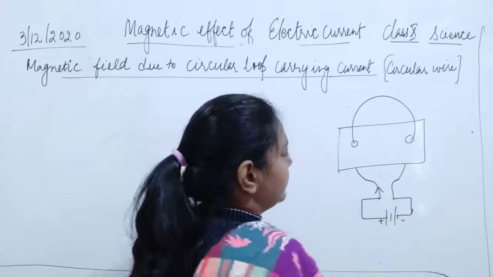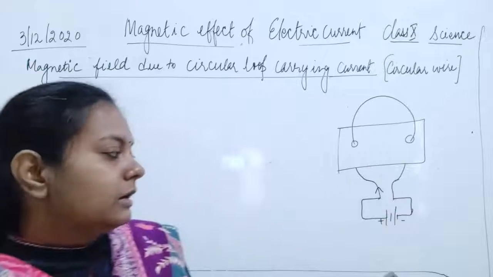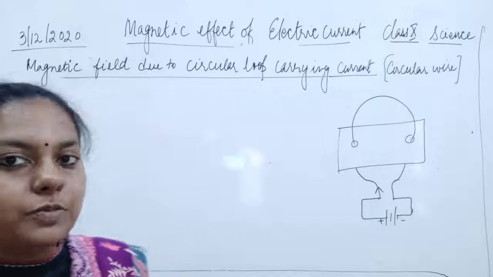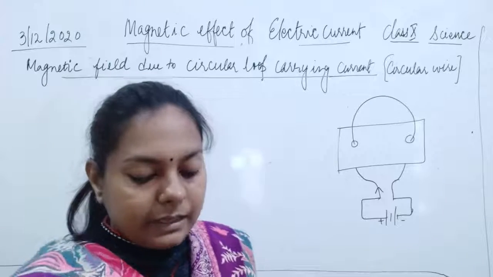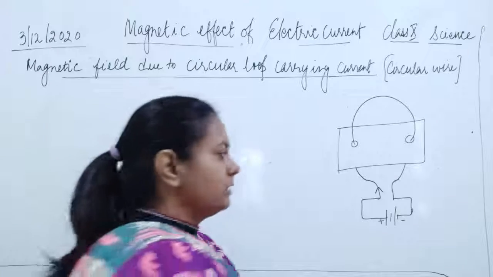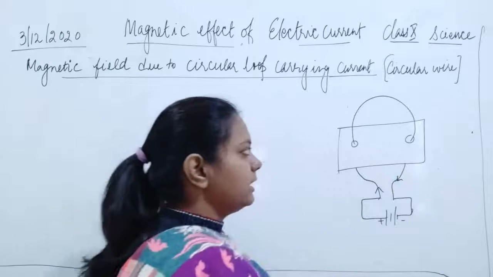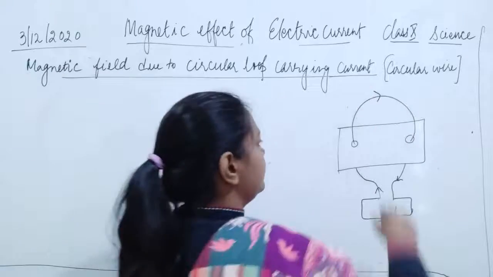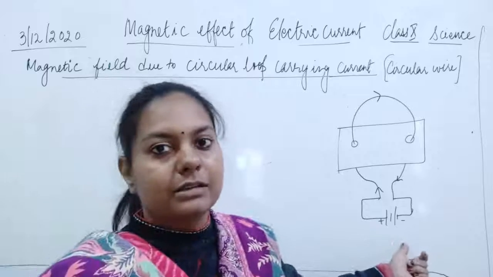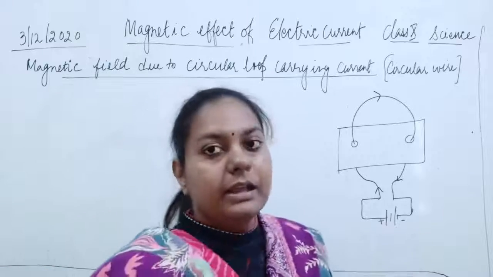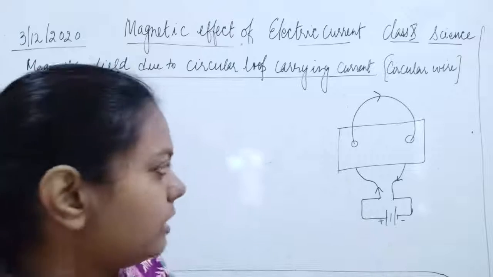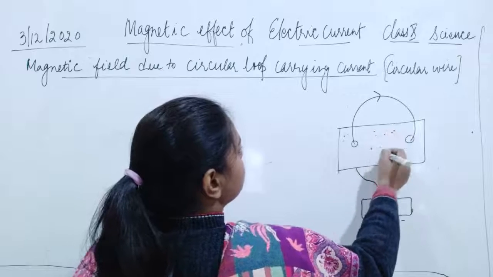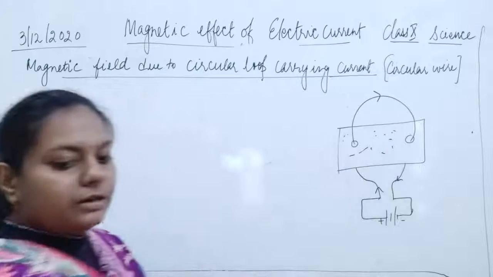This is positive, this is negative. The bigger line tells you that it is the positive terminal, and the smaller line tells you that it is the negative terminal. So from this side current is moving, and from this side the current is coming. From here the current will go all the way around, and then it is coming from the next side. Now we have to switch this on, the current should pass from this battery into this circular wire. Now around this you have to sprinkle a lot of iron filings, and wait for 2-3 seconds.